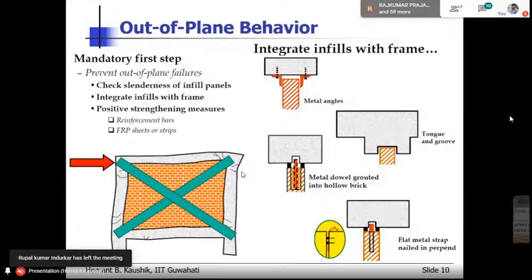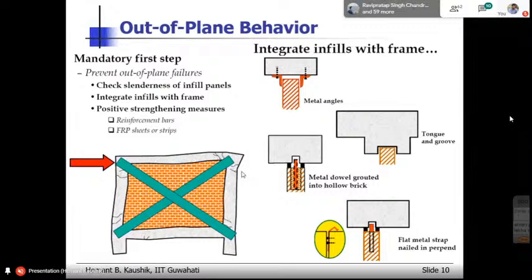If the height of the wall is more, what will happen? You have that bending action in the wall. But if the length is large, then you simply have that out of plane failure. The whole wall tries to move out. So we can provide some reinforcement bars, or some FRP sheets or strips, like is shown here. These are FRP sheets or reinforcement bars that we can provide on the faces of the walls by connecting them to the RC frame. So this is one way, and then we can plaster this so that it is not visible.